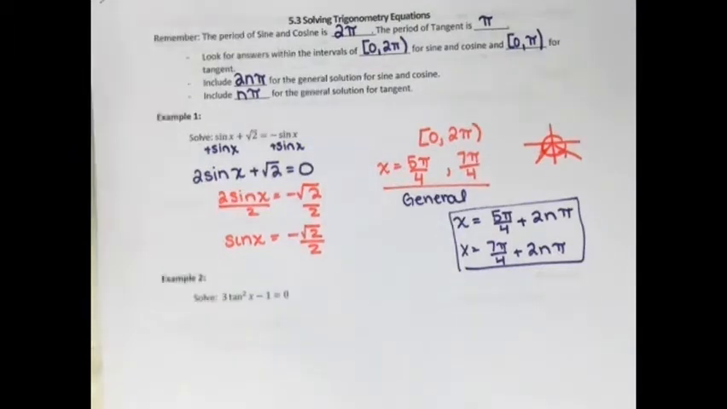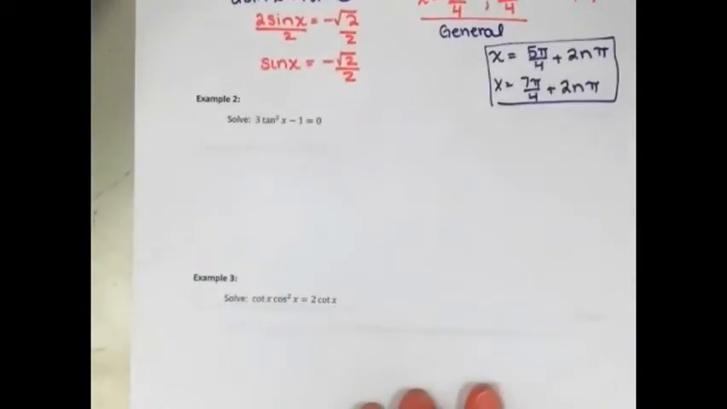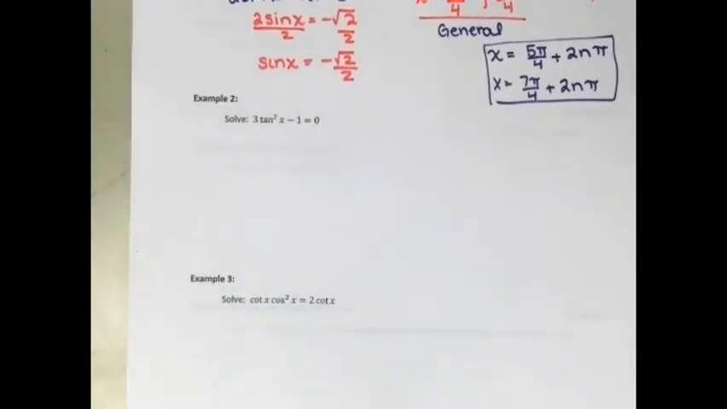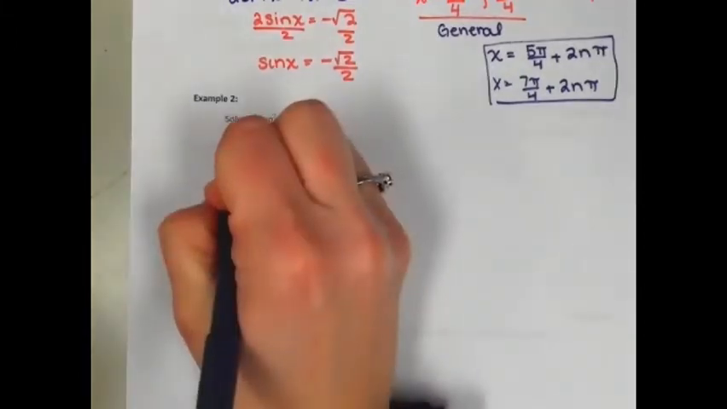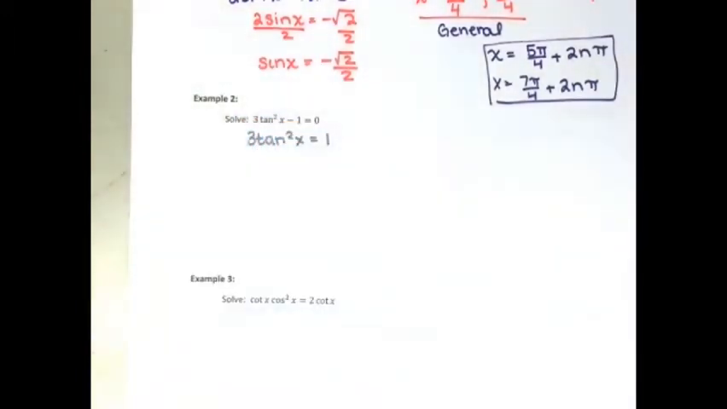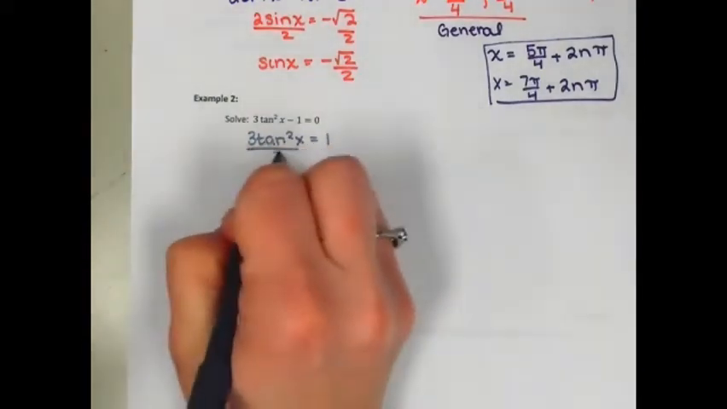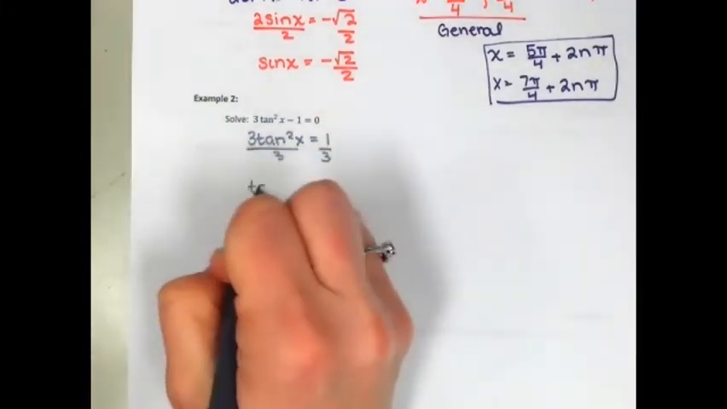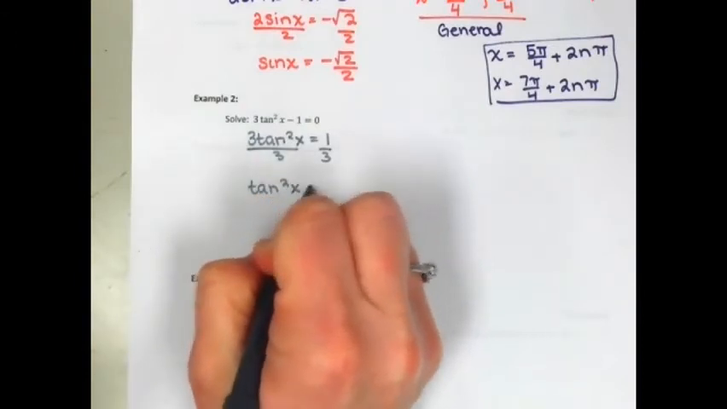Okay. All right. Let's look at the next one. Solve 3 tangent x minus 1 equals 0. What do you think my first thing would be to solve for that tangent of x? Add 1. Yep. So we get 3 tangent x equals a positive 1. And then what? Divide by 3. So we get the tangent x equals 1/3.